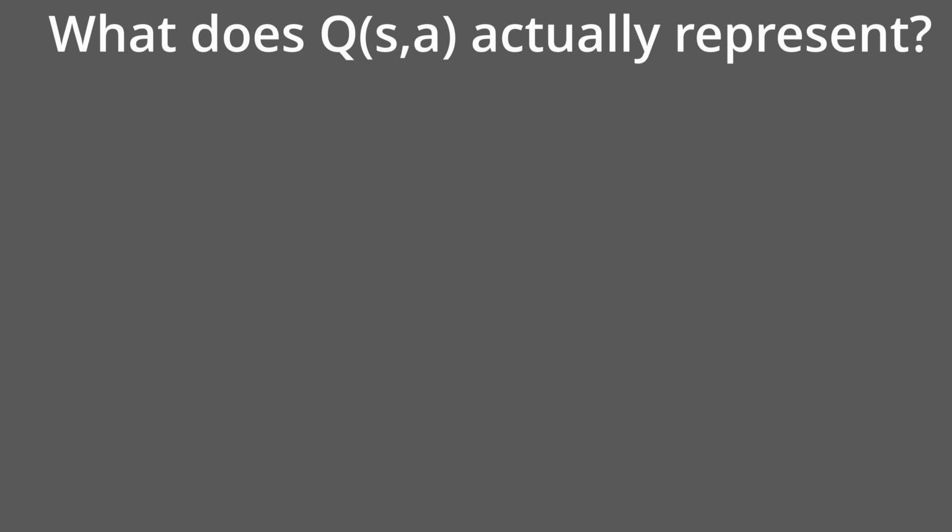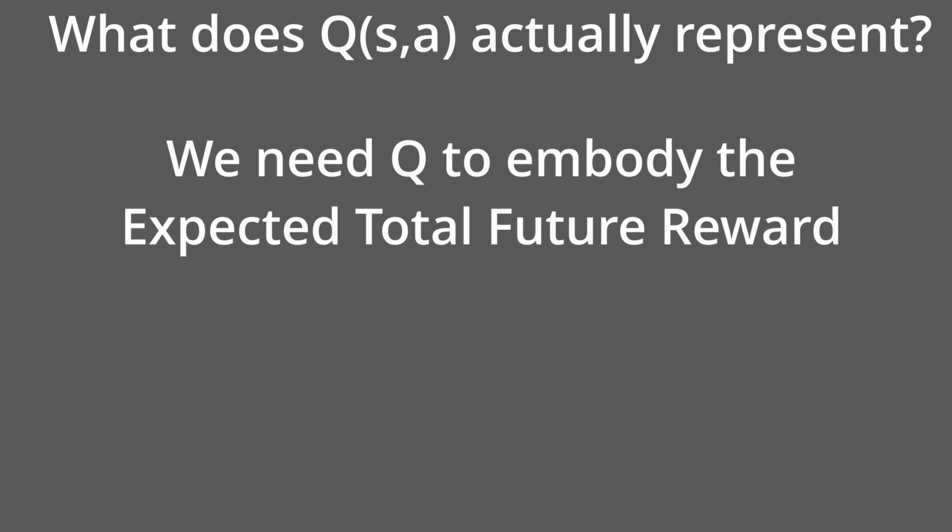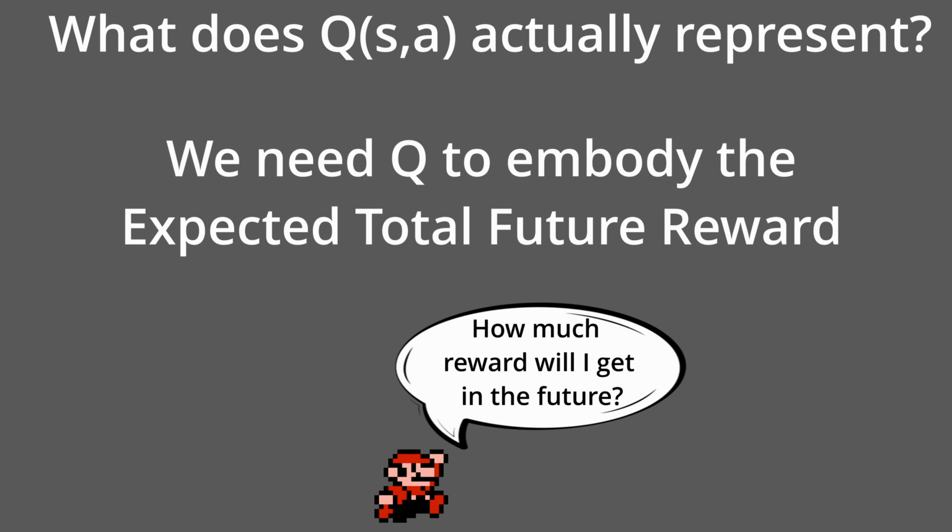You may be asking, what do these Q values actually represent? Well, we can't learn arbitrary reward values. We need them to embody the expected total future reward. That means we aren't predicting just the immediate reward, but everything Mario will get after that action. Let's look at a simple example.